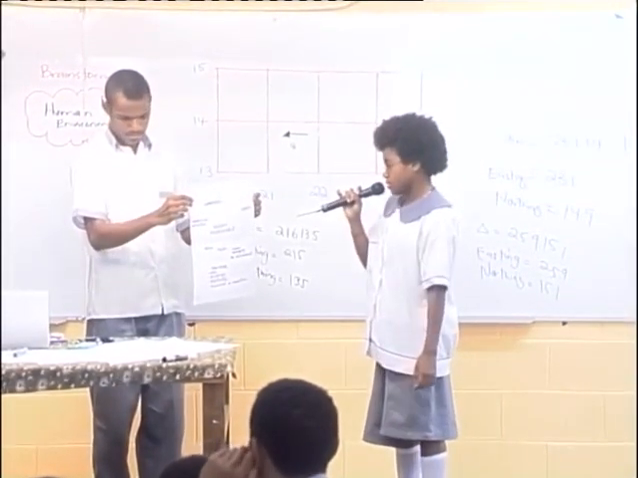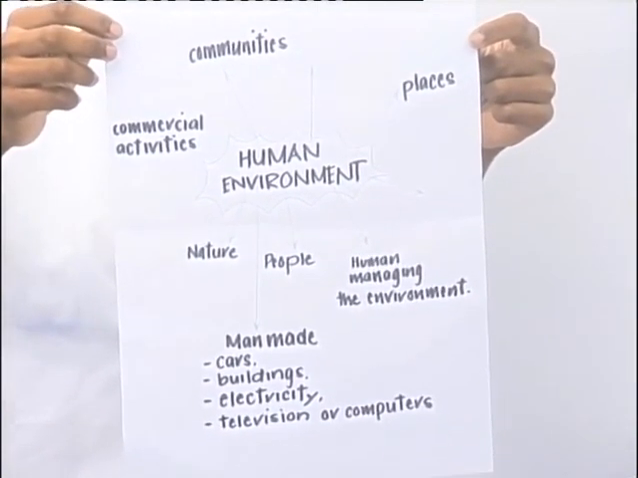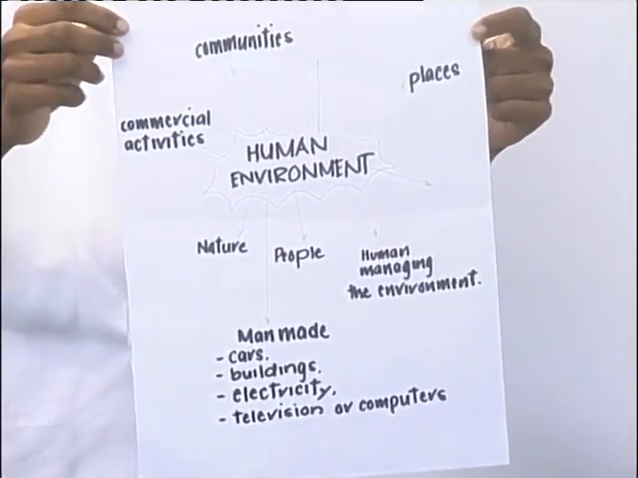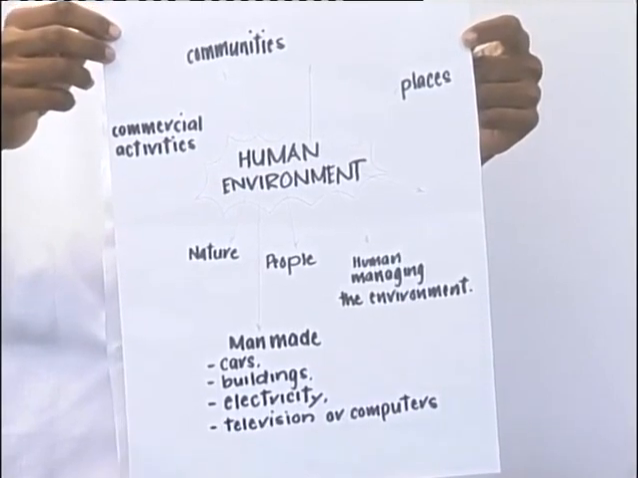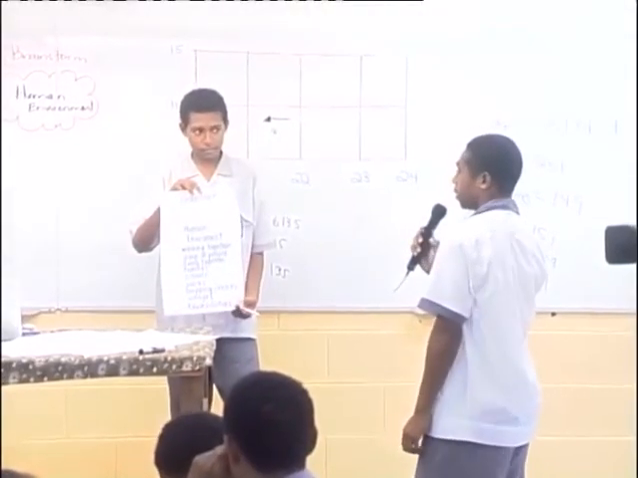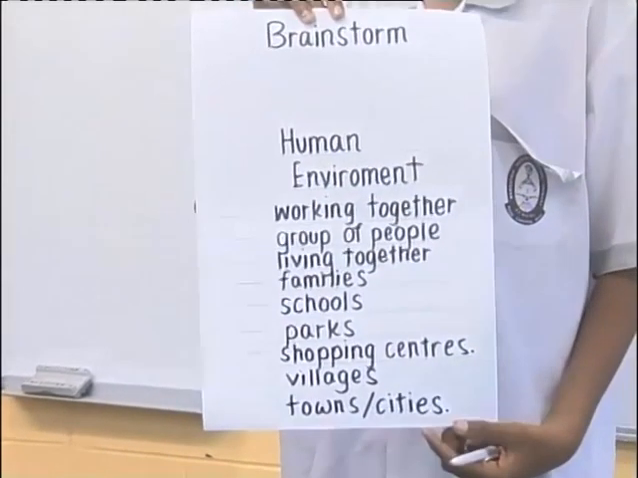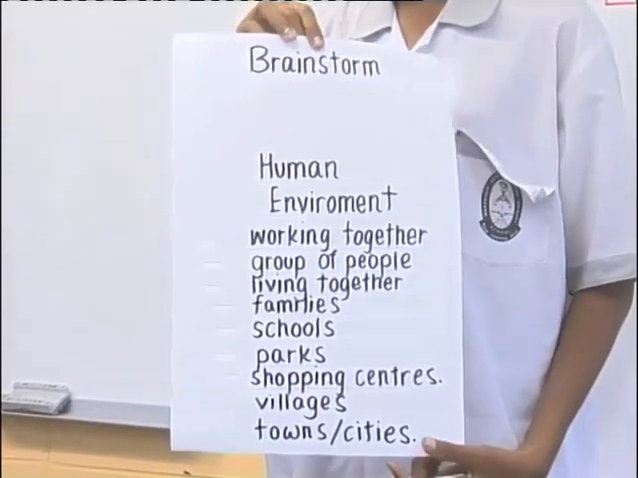Brainstorm on the word human environment: communities, commercial activities, places, nature, people, managing the environment, man-made, cars, buildings, electricity, television, or computers. Thank you. Group 4, quickly. Human environment: working together, group of people living together, families, schools, parks, shopping centers, villages, towns, cities. Thank you.